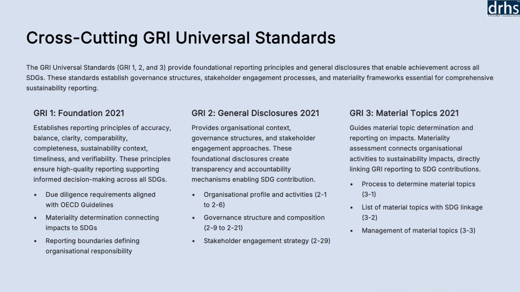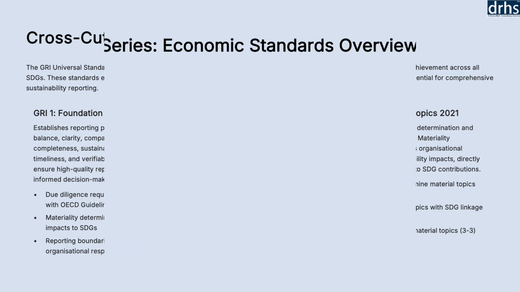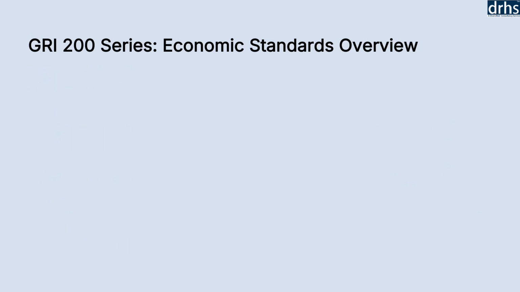GRI 3, Material Topics 2021 introduces a robust, impact-focused approach to materiality. It requires organizations to identify, prioritize, and manage topics based on their significant impacts on the economy, environment, and people. GRI 3 strengthens the link between sustainability reporting and SDG outcomes by ensuring that reported topics reflect real-world impacts rather than generic commitments.